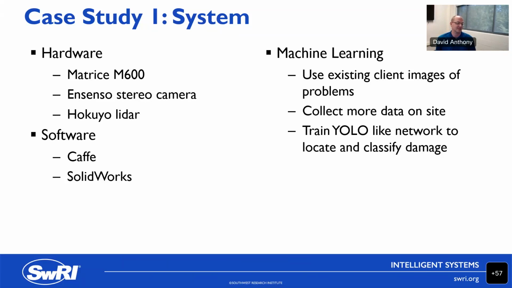And then on the software side, we really used Caffe. Like I said, this was kind of 2017 era. Caffe and TensorFlow were the machine learning frameworks in vogue at the time, and we were comfortable with Caffe, so we went with it. And then we used SolidWorks for some of the other engineering tasks on the project. And on the machine learning side, we started off and said, our plan is to use these images that the client provides of existing damage that they've gone out and seen. They said they've got a bunch of images. We'll use that to start with. We'll train this classifier to look for these types of damage they've indicated, and we'll use that to train this neural network. And as we do the project, we're going to collect more data, so we'll refine our model and make it even better. And we went with a YOLO-like network to locate and classify damage.